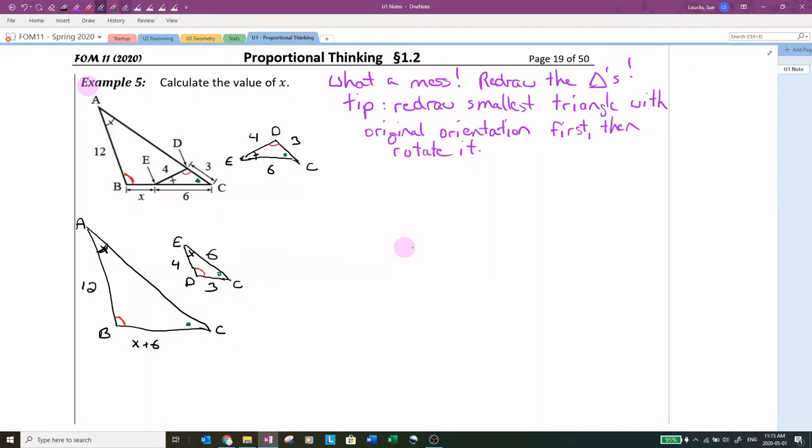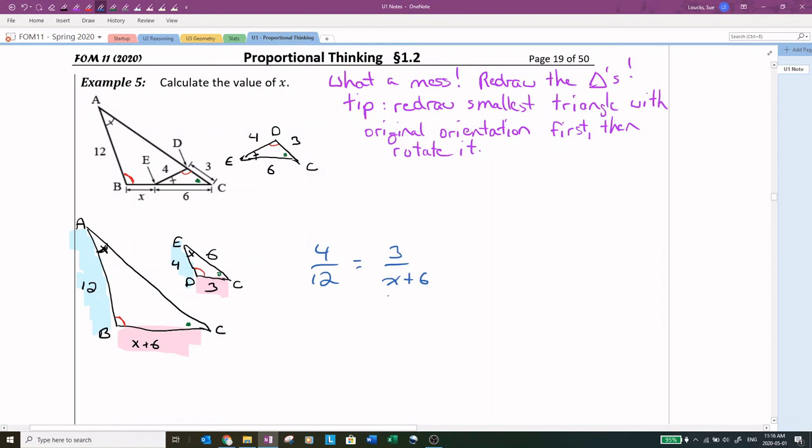This part's pretty straightforward. My corresponding sides, I'm looking to find what X is. So I need this to be one of my sides, okay? And I need a side where I have both pieces of information, which means I'm using this side, the blue one, right? I have to. I don't know how long AC is, so the 6 here is not useful to me. All right, so what I get is that 4 over 12 equals 3 over x plus 6.